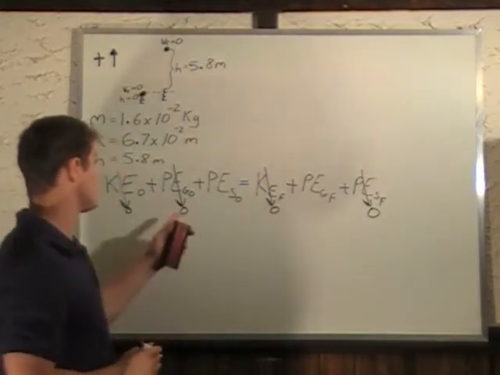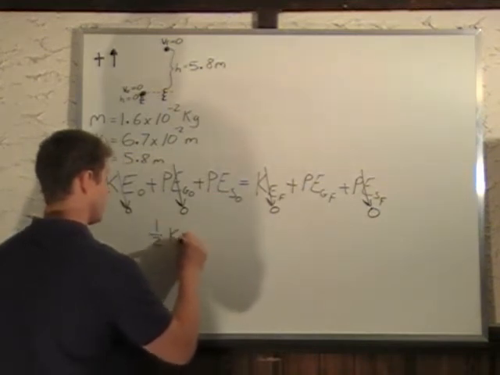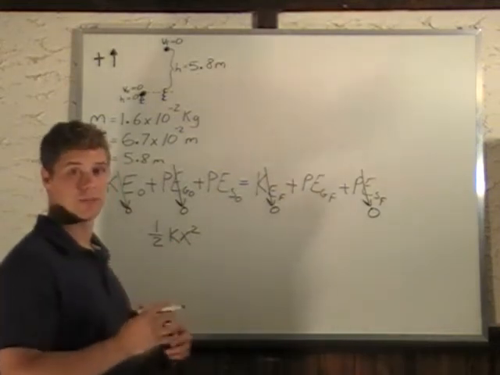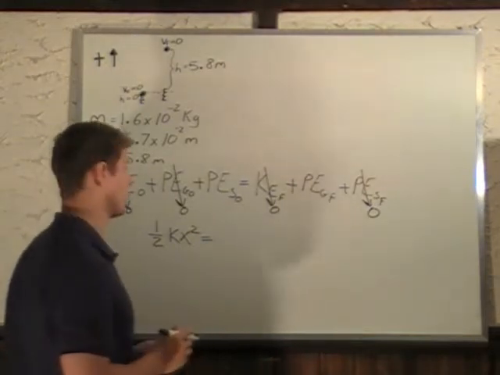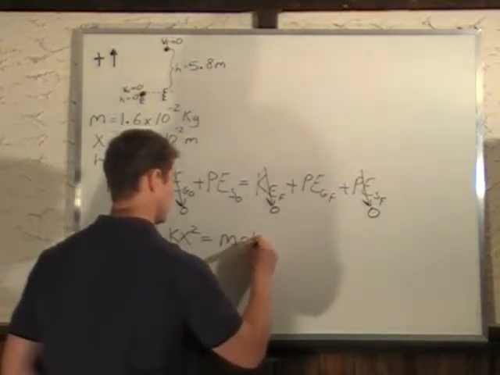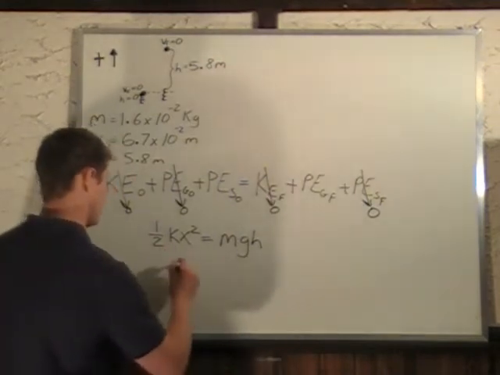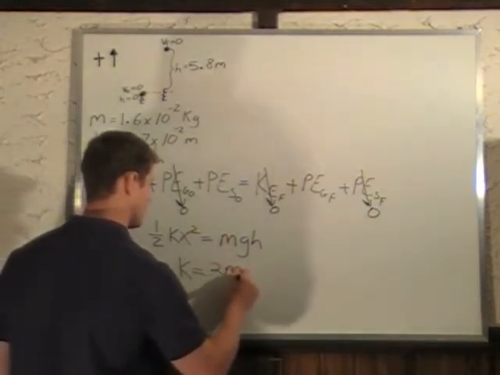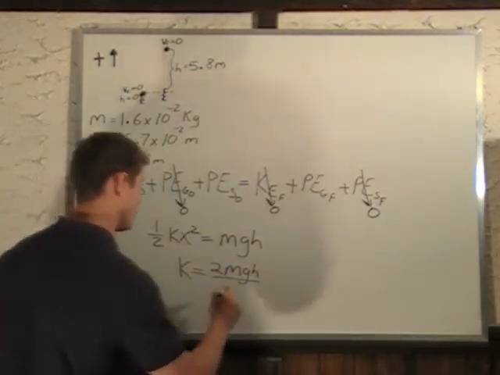So let's write this down. Potential energy of a spring is 1/2 kx squared, where k is our spring constant and x is the compression of the spring, the distance away from unstrained or unstretched length. Potential energy gravitational final is mgh. Okay, so what we want to do is solve for k here. So I'm going to multiply 2 over to this side and divide by x squared.